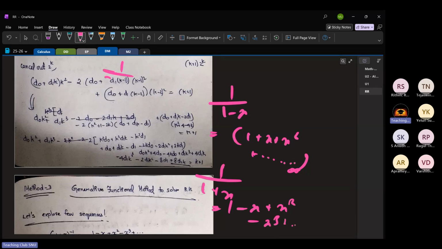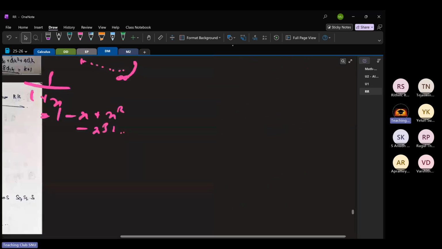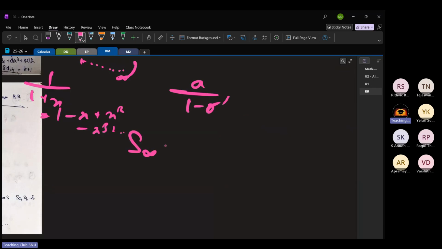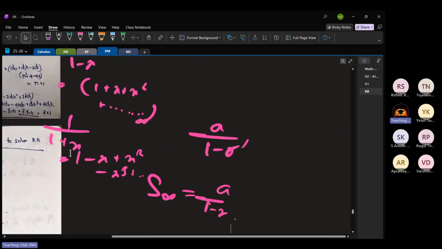What is 1 by 1 minus x the whole square? It is 1 plus 2x plus 3x square plus 4x cube and so on. What is 1 by 1 plus x the whole square? The same thing with alternating signs. How do you define this? Very simple. You should know the general formula a by 1 minus r: the sum of infinite terms in a geometric progression with common ratio r is given by a by 1 minus r. In the first sequence we saw, the common ratio was x, so a by 1 minus x is 1 by 1 minus x because the first term was 1. In the second sequence, the common ratio was minus x, so 1 minus of minus x became 1 plus x.